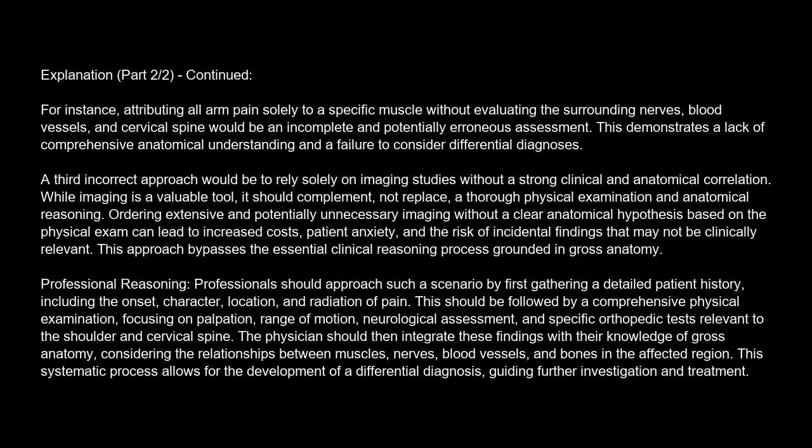Professional reasoning. Professionals should approach such a scenario by first gathering a detailed patient history, including the onset, character, location, and radiation of pain. This should be followed by a comprehensive physical examination, focusing on palpation, range of motion, neurological assessment, and specific orthopedic tests relevant to the shoulder and cervical spine. The physician should then integrate these findings with their knowledge of gross anatomy, considering the relationships between muscles, nerves, blood vessels, and bones in the affected region. This systematic process allows for the development of a differential diagnosis, guiding further investigation and treatment.